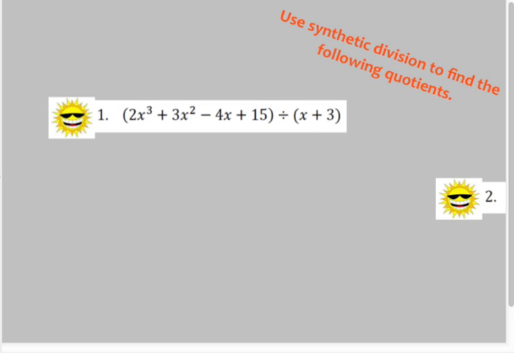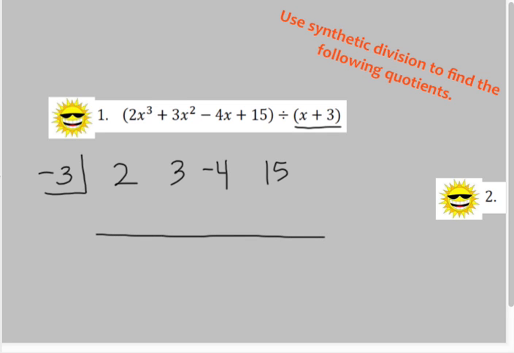So I have my polynomial 2x cubed plus 3x squared minus 4x plus 15 being divided by x plus 3. So I always do the opposite sign. So it's plus 3, so I would write negative 3 in my little box. And now I just write the coefficients. Okay, so I would have 2, then 3, negative 4, 15. And then the way we get started is I bring that first term down, 2.